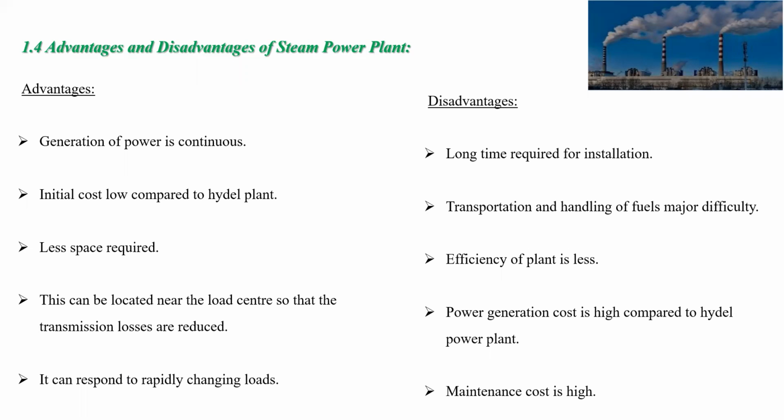It can respond to rapidly changing loads. Means if there is load variation, if the demand increases suddenly, thermal power plants can boost up from 100 megawatt to 200 megawatt within a short period of time. Or if the requirement is less, from 200 to 100 megawatt, then it can also be reduced. So thermal power plants respond very fast to changing loads. These are the advantages. So what are the disadvantages?